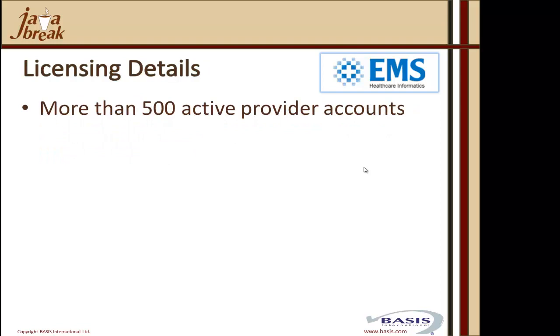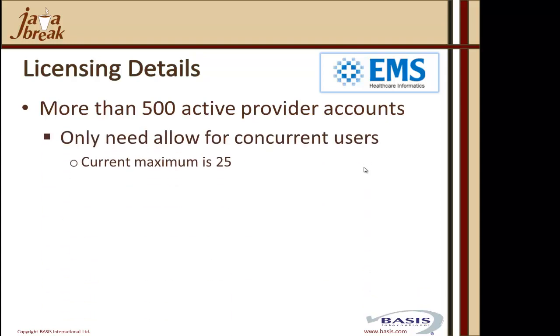Let's talk a little bit about the licensing information. There were some 500 active providers that needed to have access to the information on the database. But the good news is we only need to allow for the concurrent users from a licensing perspective. And the maximum they've reached thus far has been 25 concurrent users. So only an additional 25 user licenses were needed.